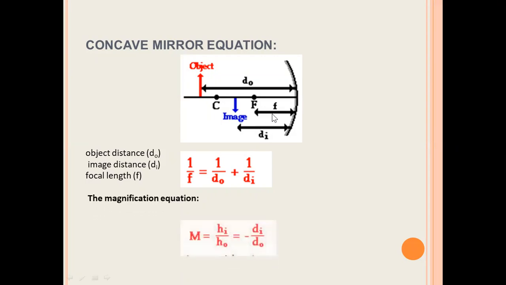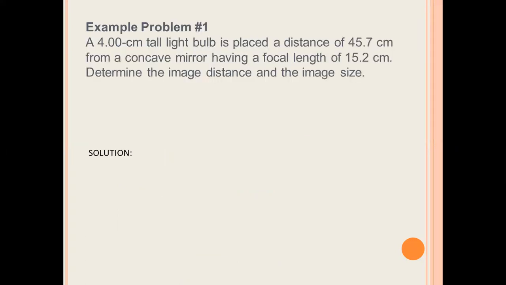Now we have the second equation, the magnification equation, which stands as letter M. Magnification is equal to the height of the image over the height of the object, which is also equal to the negative value of the distance of the image over the distance of the object. Now let's proceed with the first sample problem.